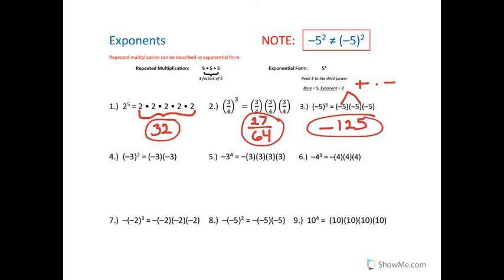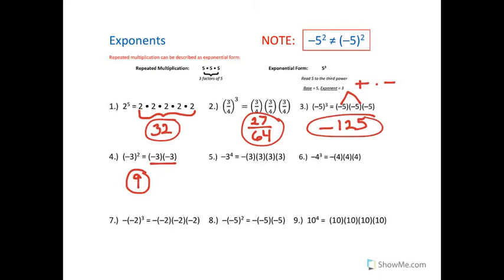Here we have -3 squared. The -3 is inside the parentheses. Therefore, it's going to be -3 times -3, and that's going to be a positive 9. If the exponent outside of the parentheses is even, then the product is going to be positive.